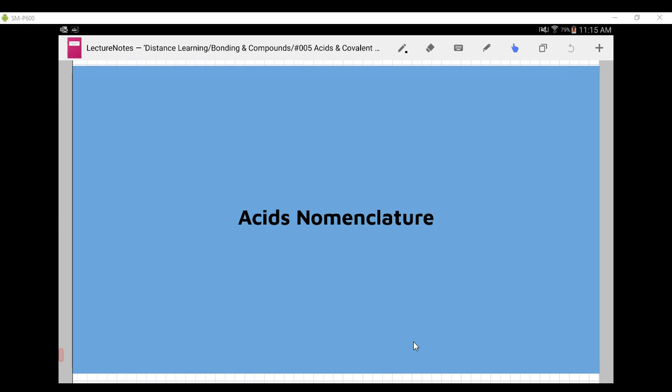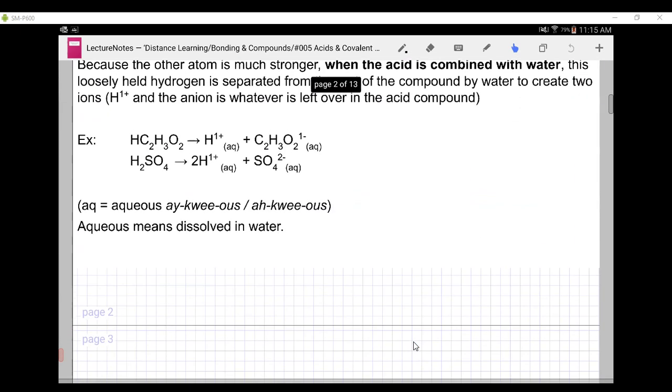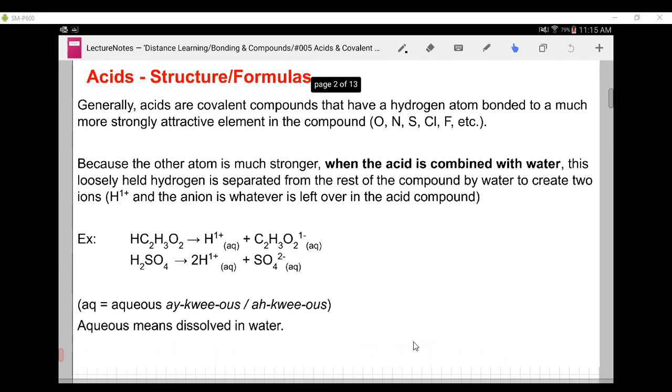Acids particularly build off of what we already had done with ionic compounds in general, so they shouldn't be as big of a transition. So if we first dive into acidic compounds, what we need to know in general is what is an acid and how is it different from other types of compounds. Generally, acids are covalent compounds. They're generally small, and they have a hydrogen, at least one, sometimes more than one, that is bound to something that is much more, what we call, electronegative than the hydrogen.